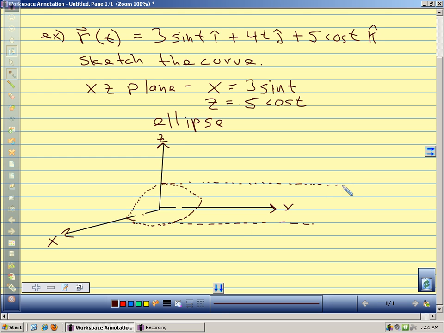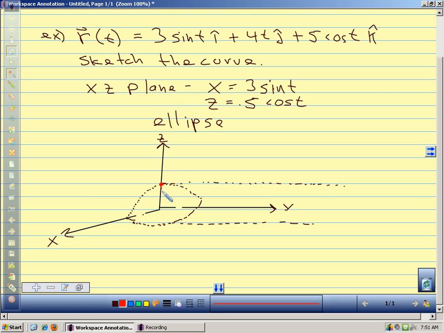So this is a kind of elliptical cylinder traveling along the y-axis, and our particle is going to start at t equals 0. If we imagine a particle moving along this curve at t equals 0, where are we going to start? Z equals 5, so we're going to start here, and then we're going to move into the positive x direction.